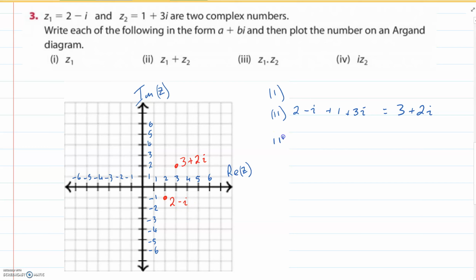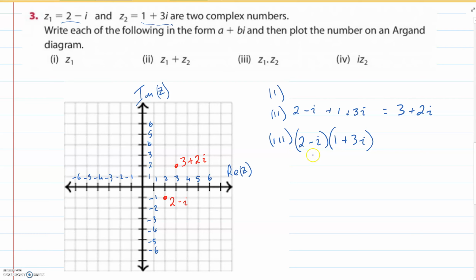Third part, you're asked to calculate Z1 times Z2. So that is 2 minus i multiplied by 1 plus 3i. One of the most common mistakes that I see is mistakes bringing the number from here down to here. So double check once you have that written that it is exactly as it is on the paper, and then go ahead and do your multiplication.